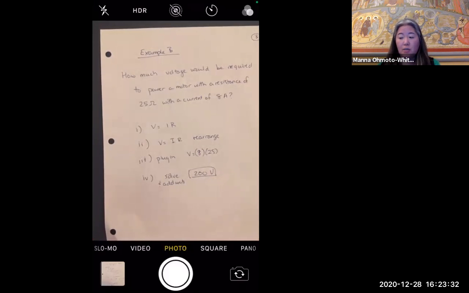So these are quick examples of how we can use that V equals IR equation, and we'll be using those in our circuit calculations. Basically, that's all we use.